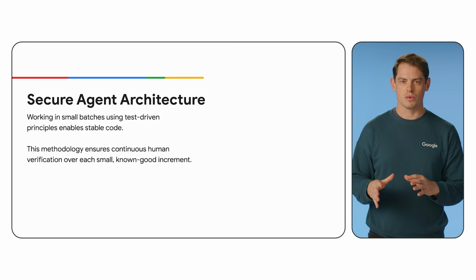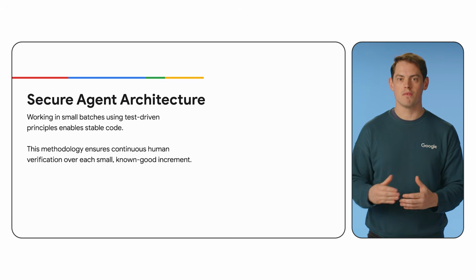This demonstration shows how working in small batches using test-driven principles enables us to write stable code and to maintain continuous human verification over each small, known good increment.